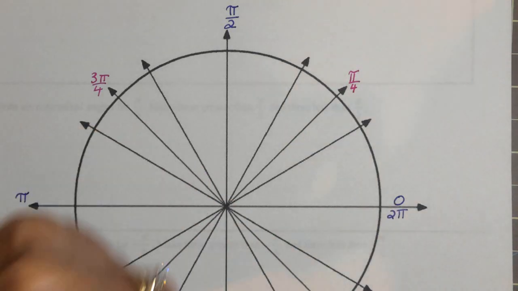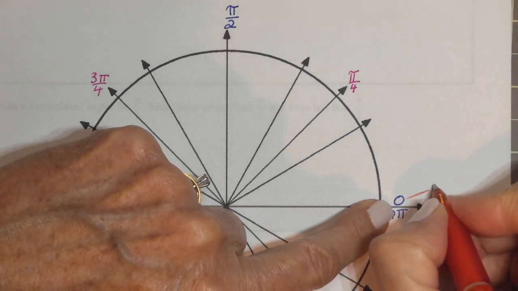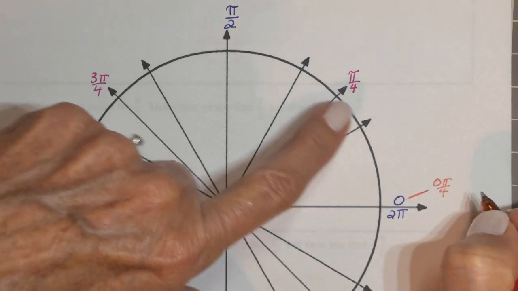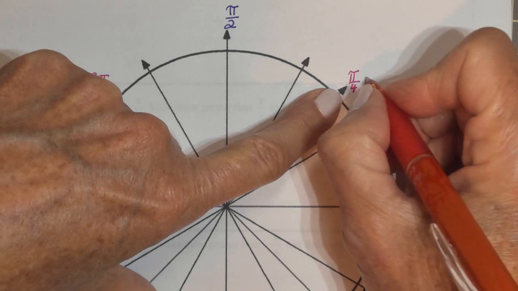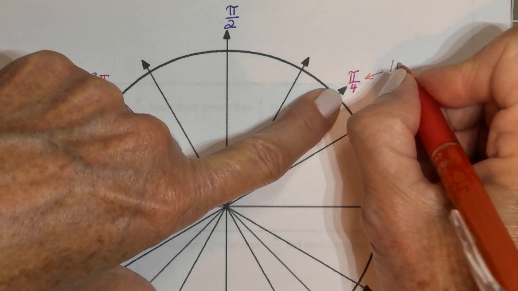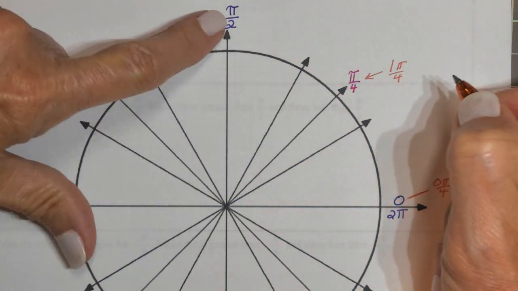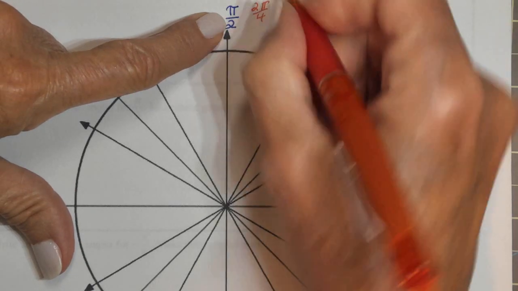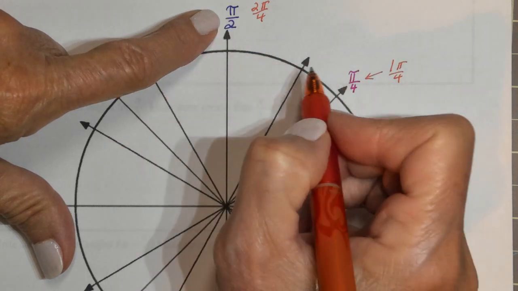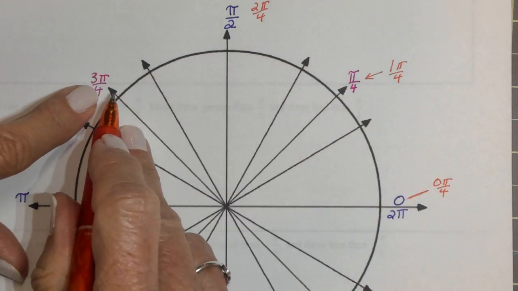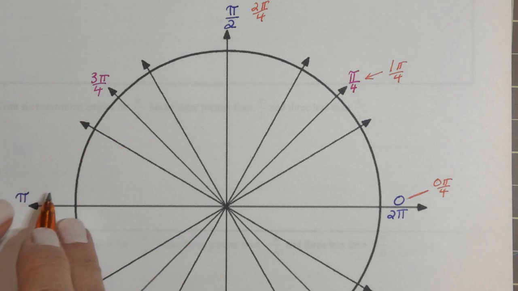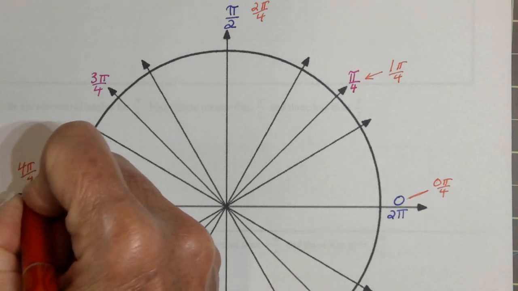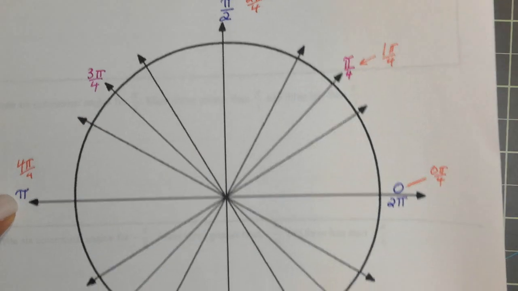Okay. 0 is the same as 0 pi over 4. This is the same as 1 pi over 4. This is the same as 2 pi over 4, because the 2/4 would cancel and get 1/2. This is 3 pi over 4. This is 4 pi over 4, right? The 4 is reduced to get pi.